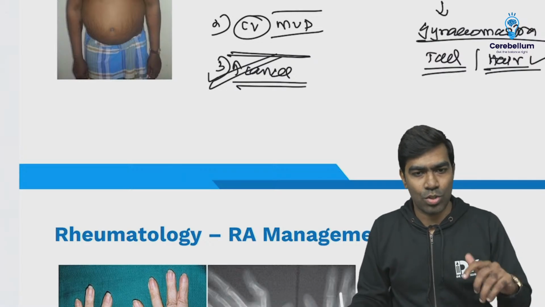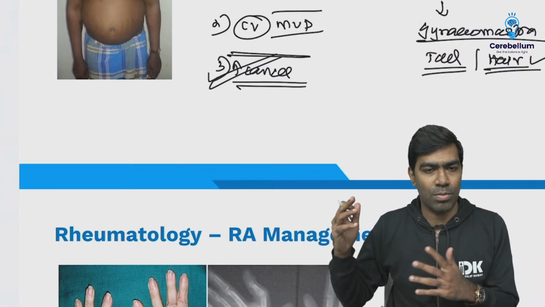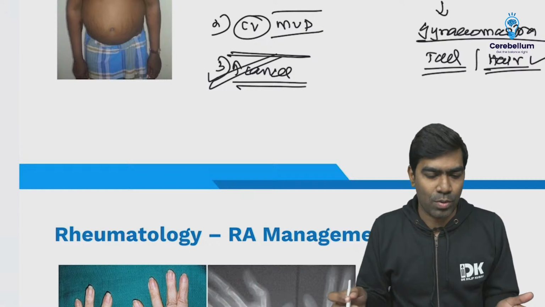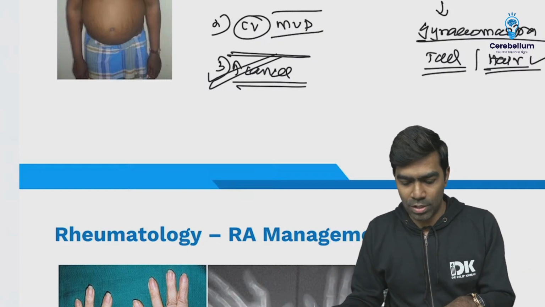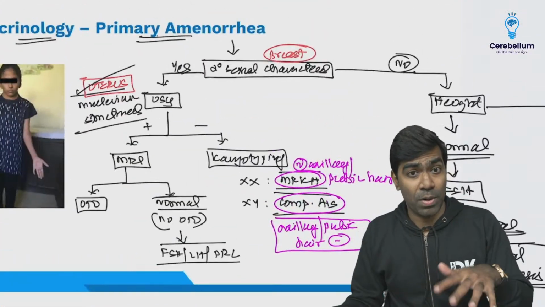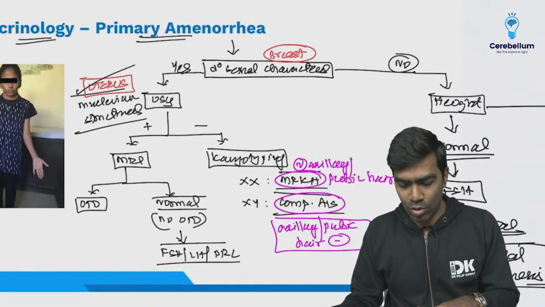And treatment is testosterone replacement. Like how in Turner syndrome you are going to do estrogen replacement, likewise in Klinefelter syndrome you are going to do testosterone replacement. That's all. So these are the two important reproductive endocrinology issues that you need to know for exams.